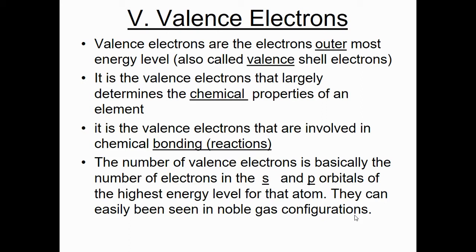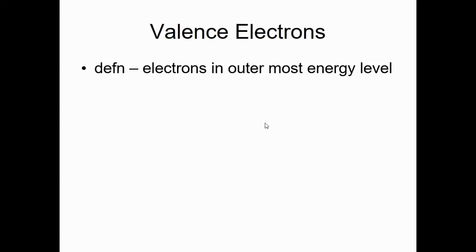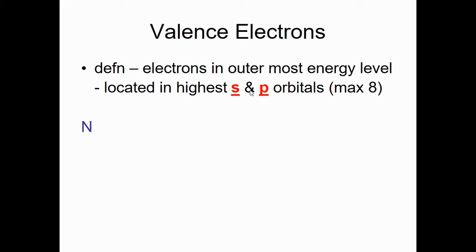Valence electrons are the ones involved in the bonding, the ones that are involved in the chemistry. So when we talk about valence electrons, we're talking about strictly the electrons in the s and p orbitals of the highest energy level of an atom. The s and the p orbitals, only s's and only p's. Okay, so again, electrons in the outermost energy level, they're located in the highest s and p orbitals. So you can have a maximum of 8 valence electrons. Why 8? Because s can hold 2 electrons and p can hold 6. 2 plus 6 is 8.